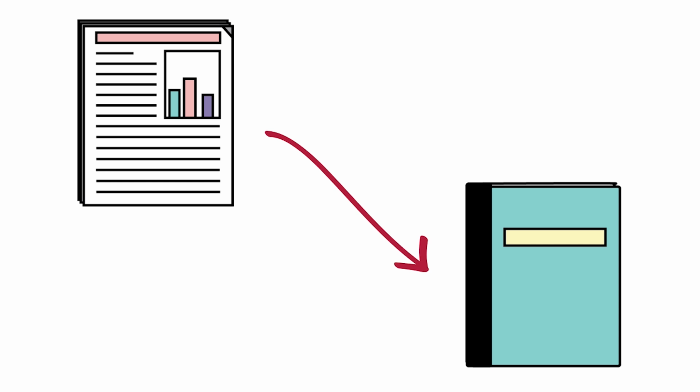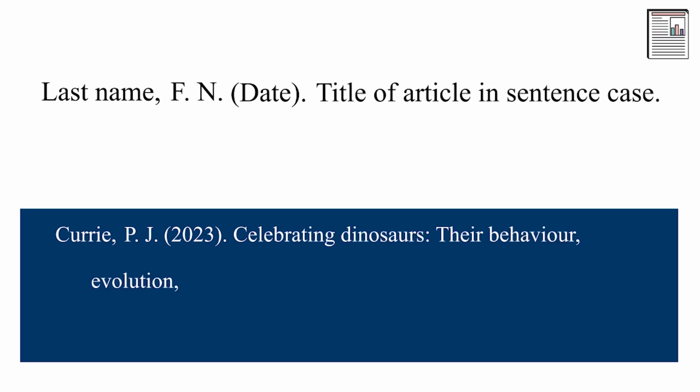Citing an article gets a bit more complicated since it's a piece of a larger work. You need to describe both the article and the larger work that it's part of. First, we describe the article itself. Author last name, comma, author first initial, period. Date in parentheses, period. Title of article, period. Remember to use sentence case for the work's title. Also, in APA, we do not need to put quotation marks around the title for articles.